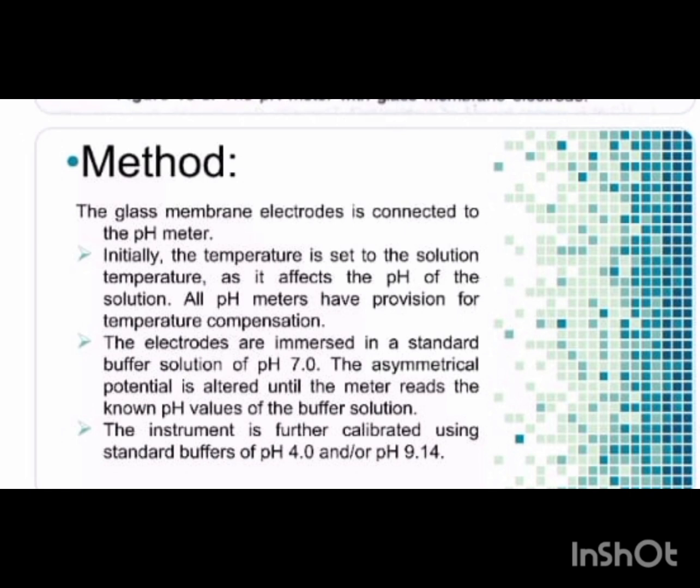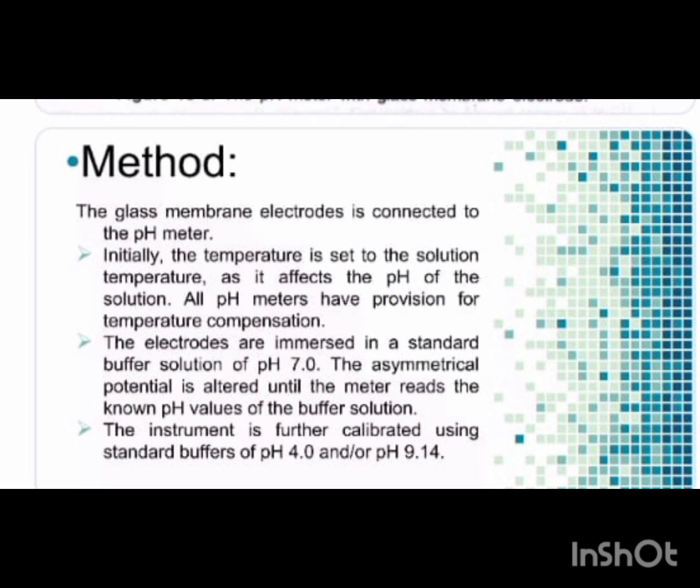The electrodes are immersed in standard buffer solution of pH 7.0. The asymmetrical potential is altered until the meter reads the known pH value of the buffer solution. The instrument is further calibrated using standard buffers of pH 4.0 and pH 9.14. And these are the steps involved in the determination of the pH of a solution by using the glass electrode method.